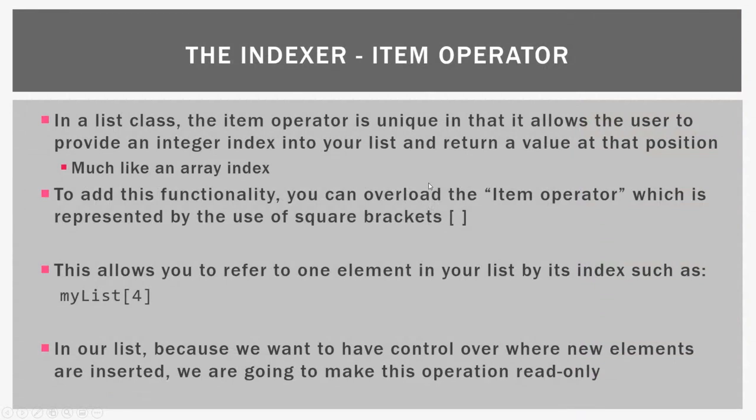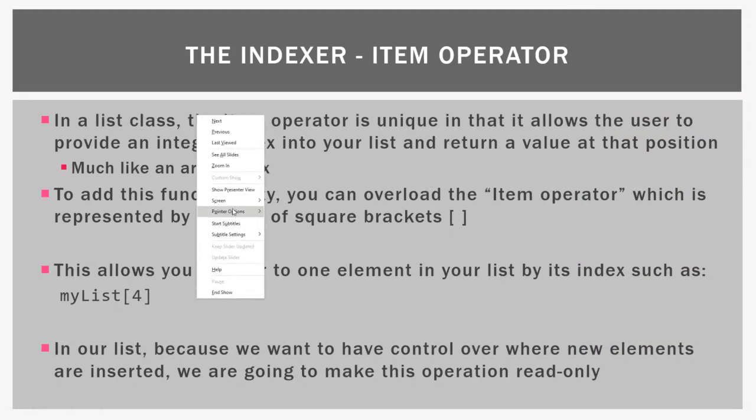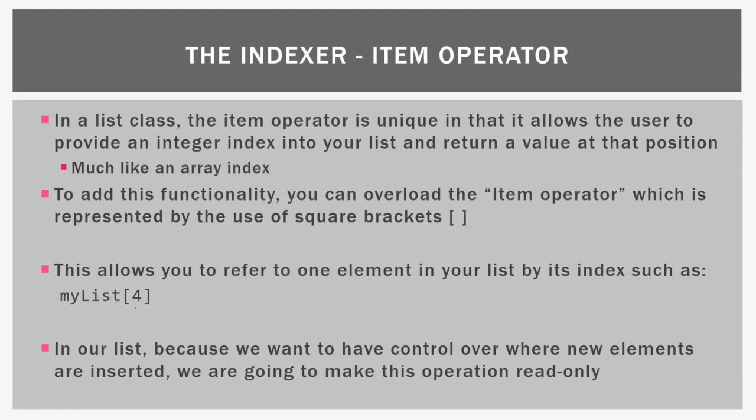Before we move on to that, though, we're going to take a look at the item operator. The item operator is something that is typically found in a list. You first learned about this when you had an array. When we have an array, you can access the array elements through this numeric indexer, which allows you to pick out an element at a certain numbered position.